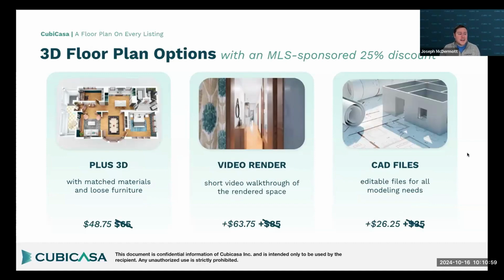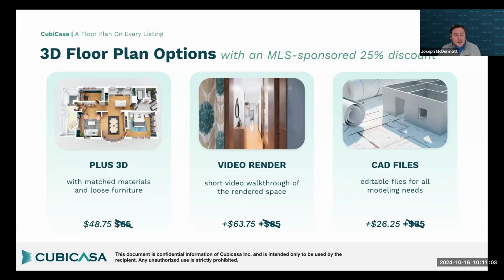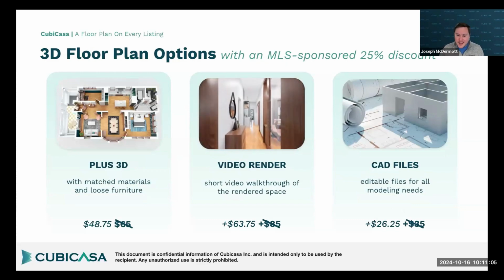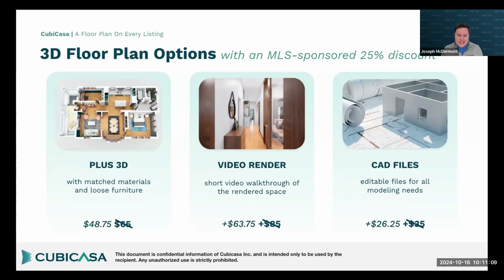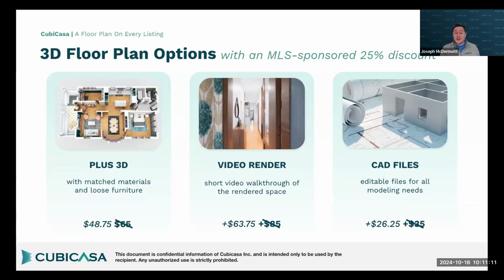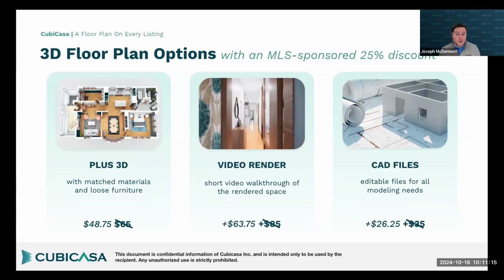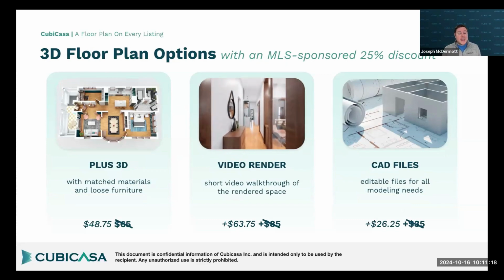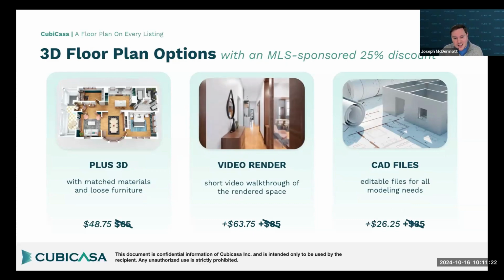And then lastly, to highlight the line of 3D options that you can create. So we've touched on Plus 3D, that is the 3D style floor plan image, sort of that static image kind of looking down into the space. If you select that, you can also create a video rendering, which will be a couple minute long walkthrough of that rendered space. And you can also get CAD files. So this is great for any sort of digital modeling needs.